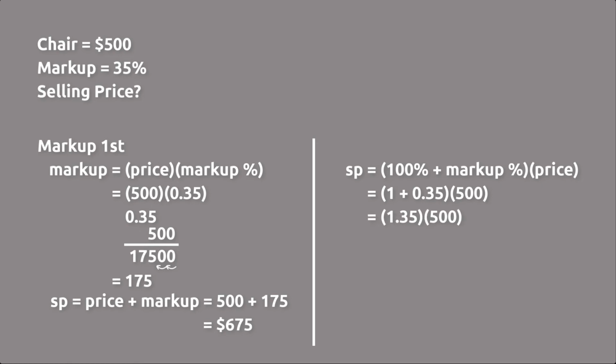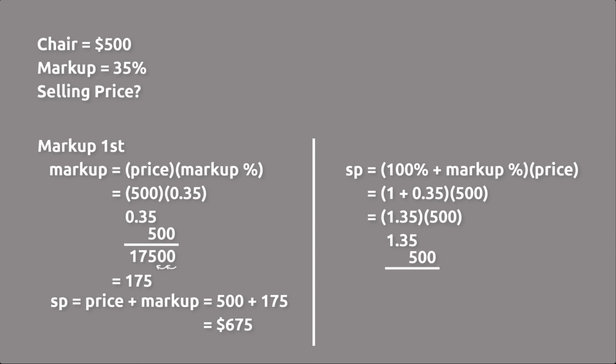1.35 times 500. And again, this is essentially the same thing. If you look at distributing this, we'd have 500 plus 500 times 0.35, and that's essentially what this is right here. It just combines the markup formula and the selling price formula into fewer steps. So now instead of multiplying 0.35 times 500, we'll multiply 1.35 times 500.